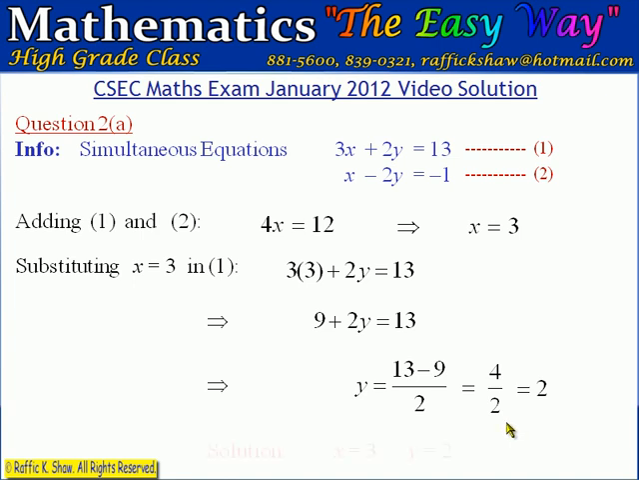And so we can write our solution line. X equals 3 from here, and y equals 2 from here. And that's the solution for that pair of simultaneous equations. Let's now look at question 2b.